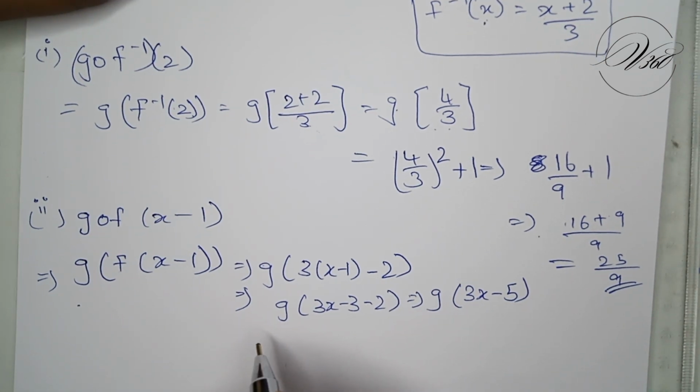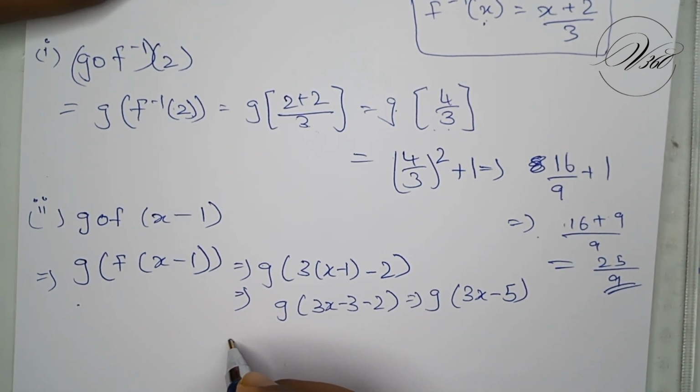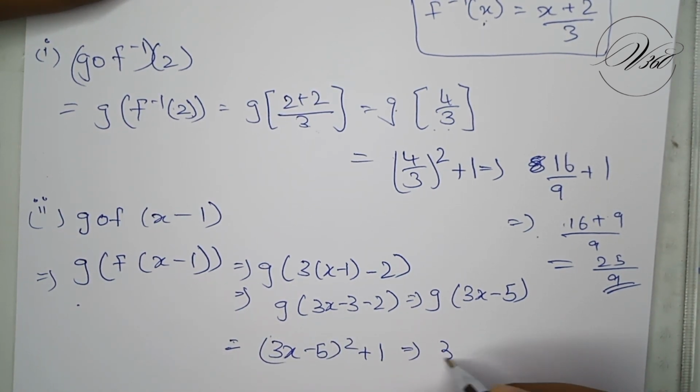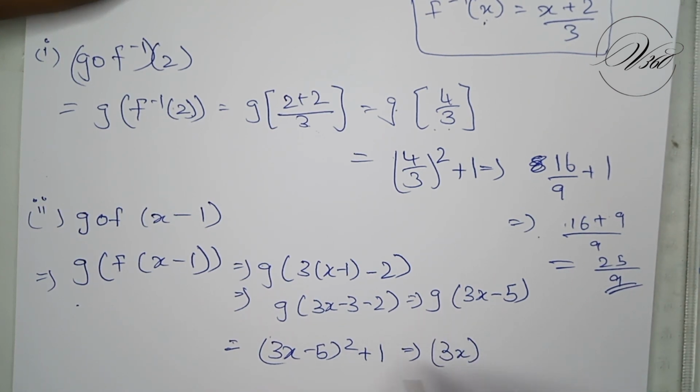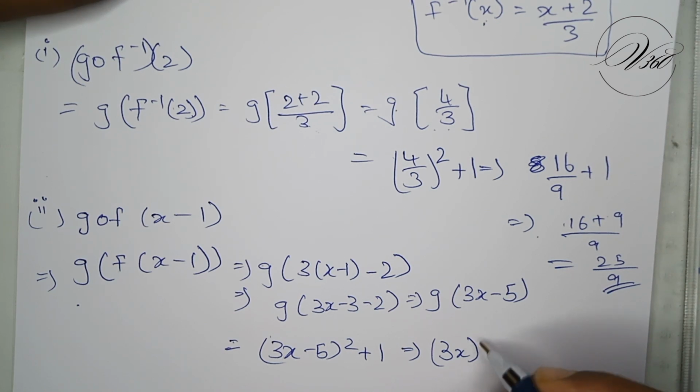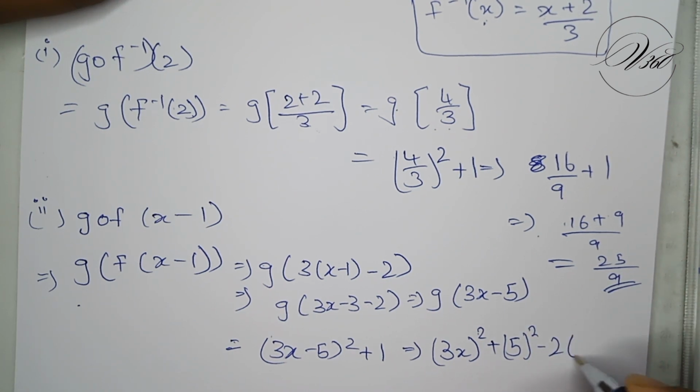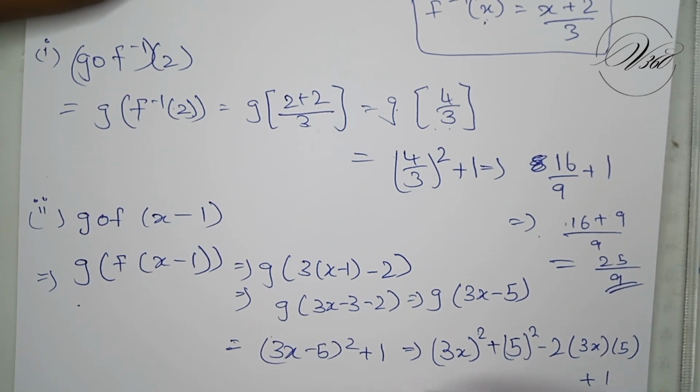Now what is g of x? g of x is x square plus 1. So we should do 3x minus 5 whole square plus 1, using the a minus b whole square formula: 3x square plus 5 square minus 2 of 3x into 5, plus 1. This is the answer now.